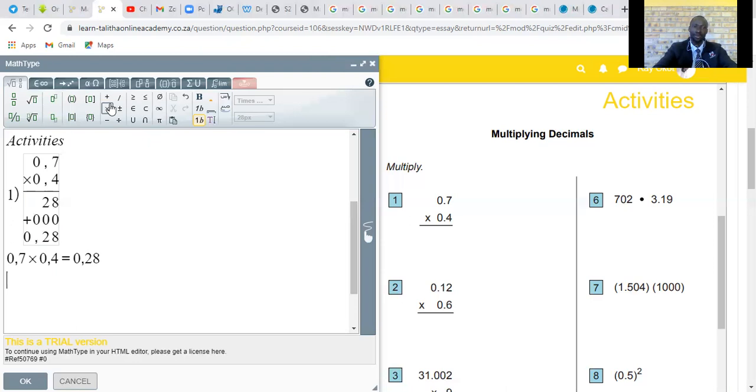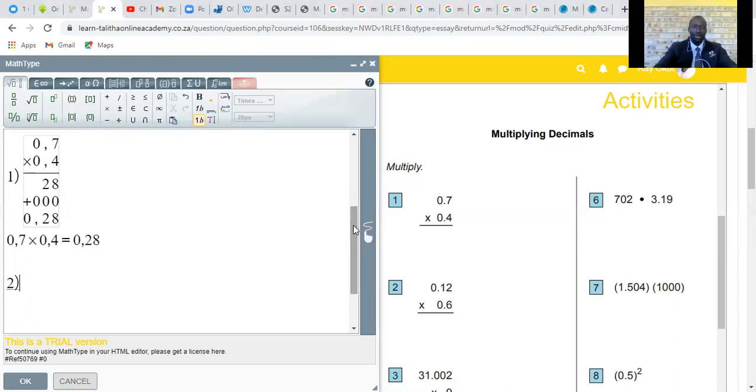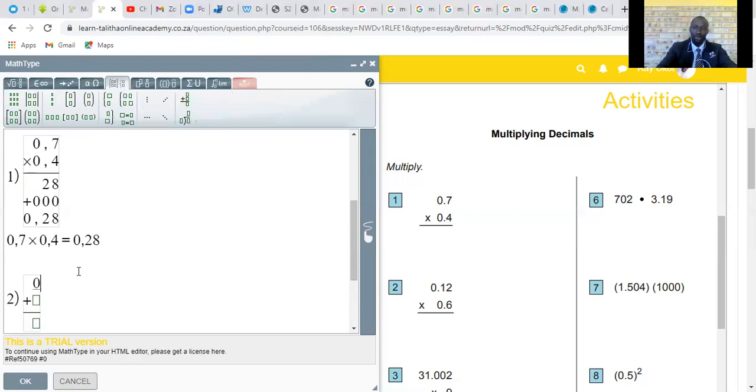Now we move on to the second question of the first activity. The second question of the first activity is also about multiplication. Let's see how we are going to handle it. So we have 0.12. We are supposed to multiply that with 0.6.